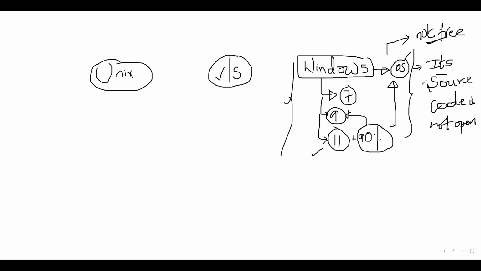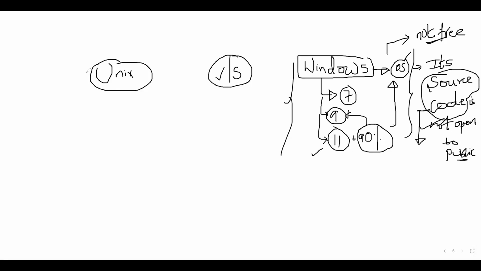What do you mean by source code? Yesterday I told you. It is the computer program, the set of instructions, the code that is used to develop the Windows operating system, which is not open. It means you cannot get the source code, which is not public. It is highly secure. The source code is not open to the public.